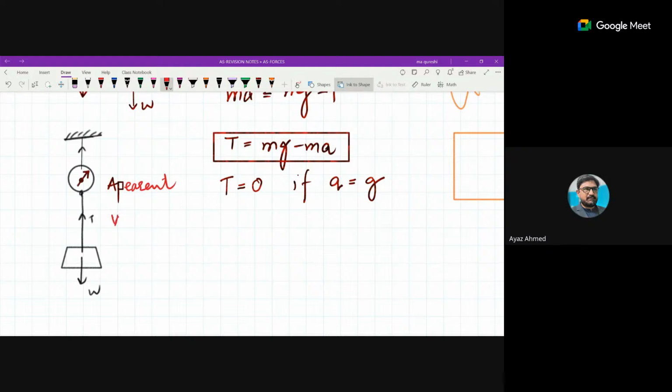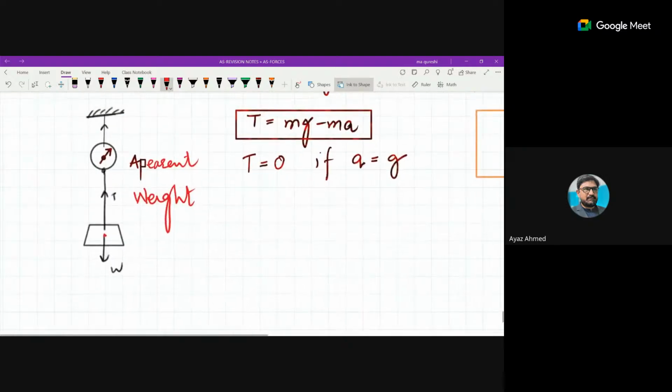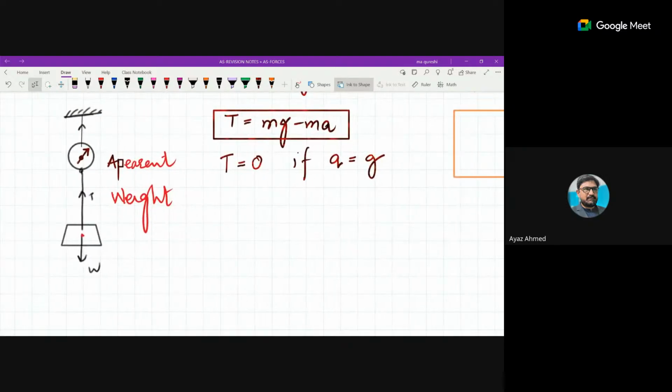What is that? Apparent weight. Right. For example, if you are going to measure the weight of this object with the help of a Newton meter, so what do you say? What I'm talking to you about is apparent weight. For example, it is a Newton meter, and with the help of that Newton meter, you are hanging a load.